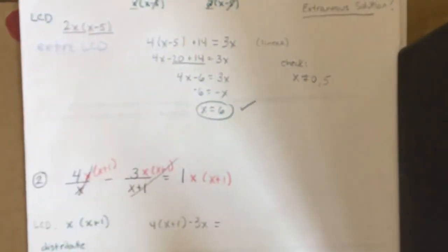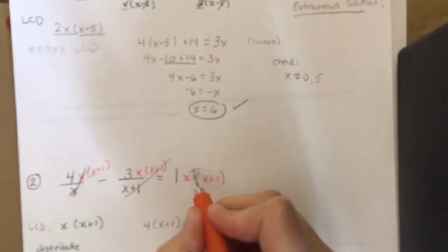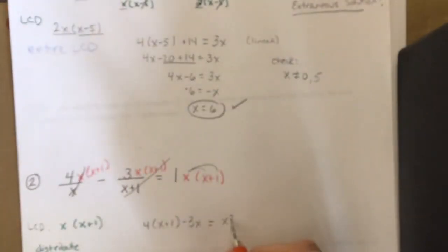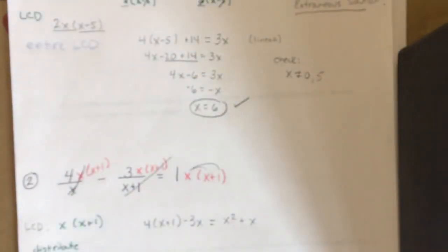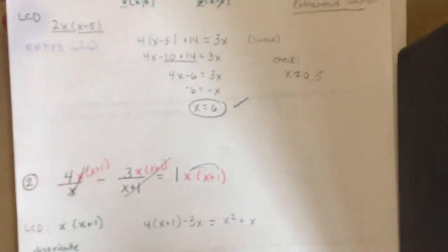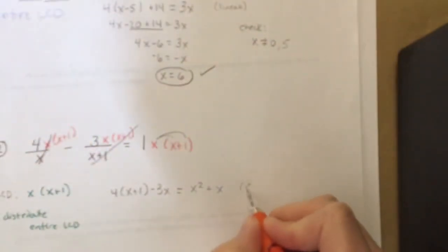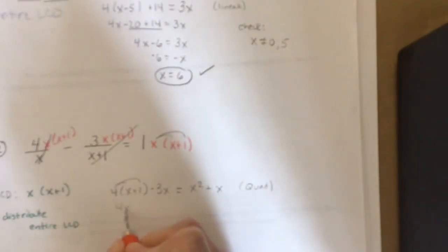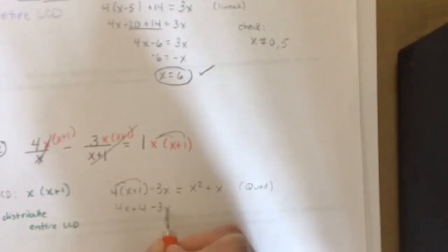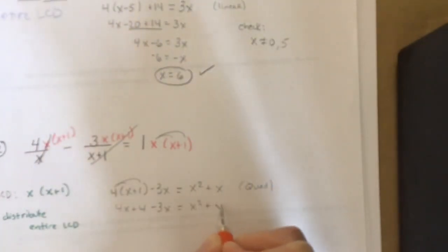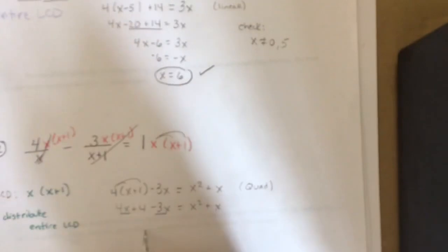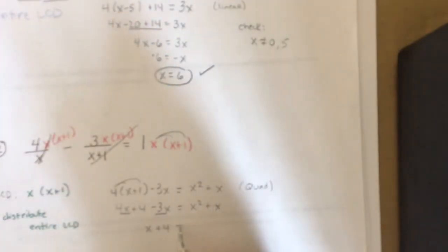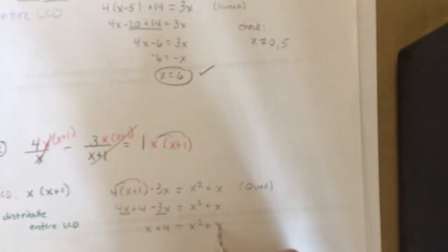Now on the other side, what do you get? Well, now I have to distribute x squared plus x. Ooh, we have a quadratic. What do you do? Eventually I'm going to set it equal to 0 and factor. So let us distribute, and then we'll combine like terms. I've got 4x minus 3x. That's x plus 4 equals x squared plus x.